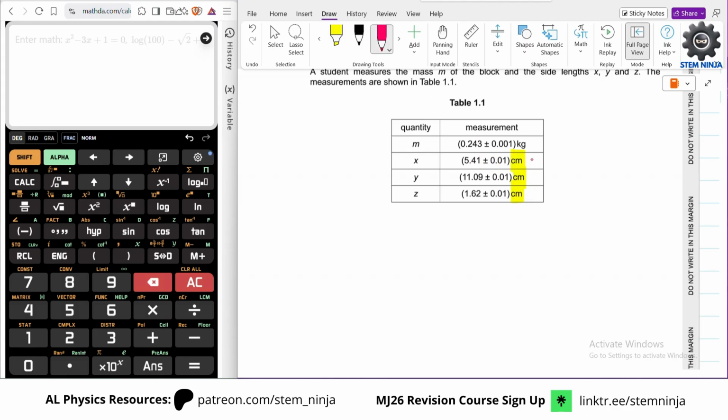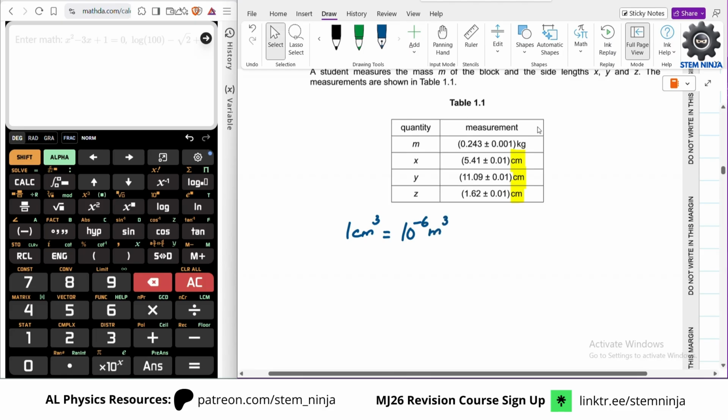So either we can convert all of them into meters one at a time, or we can do one conversion as a volume. 1 centimeter cubed is 10 raised to the power minus 6 meter cubed. So we can multiply all three of these values and then just multiply by 10 raised to the power minus 6 at the end.